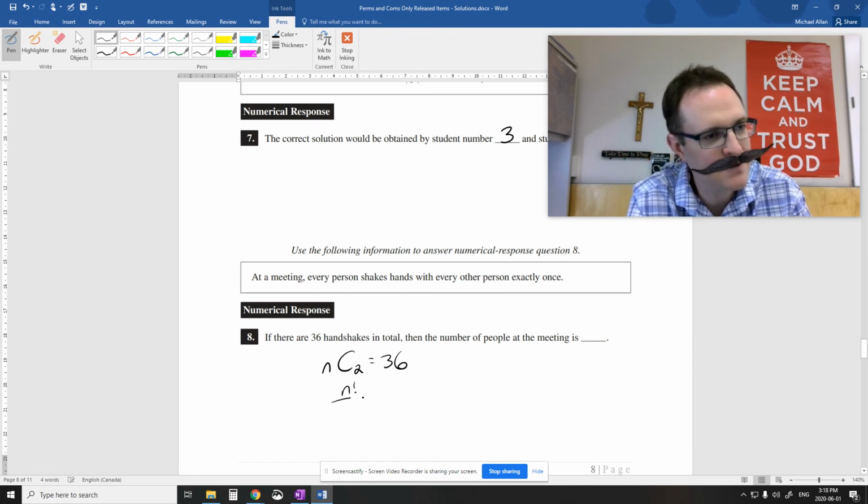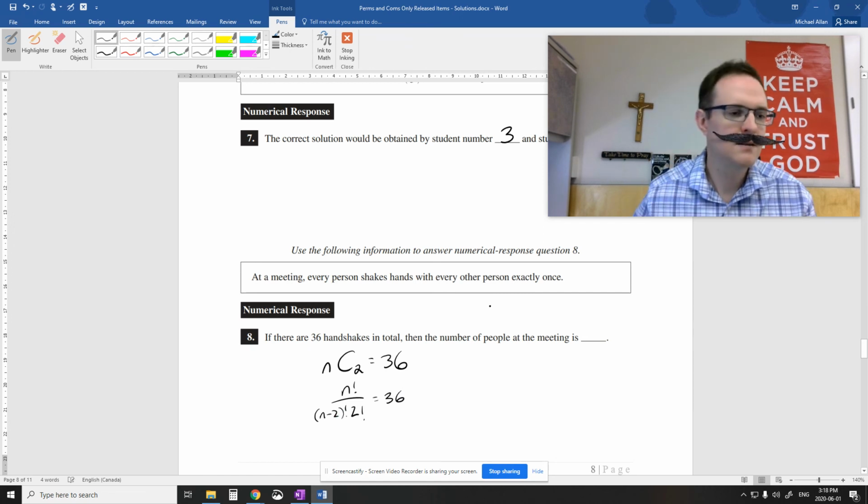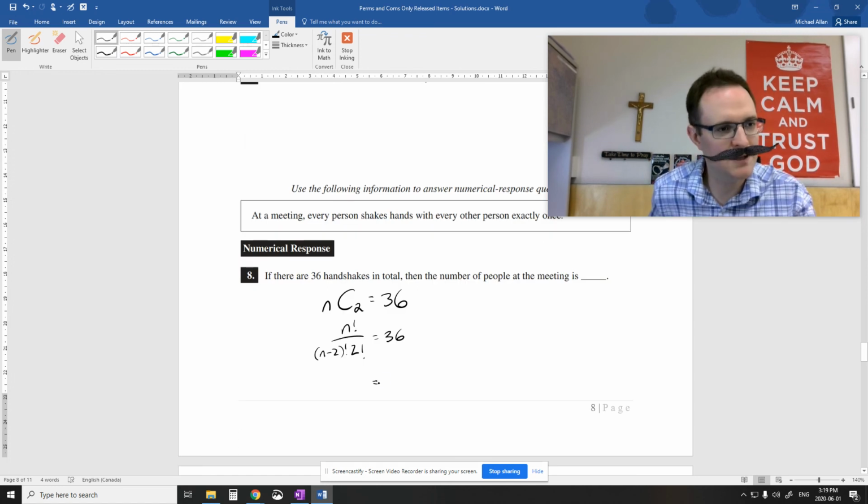So there's going to be n factorial divided by n minus 2 factorial 2 factorial. That's just the formula. I'm going to times that 2 factorial up to the other side. So I get 72 over here.